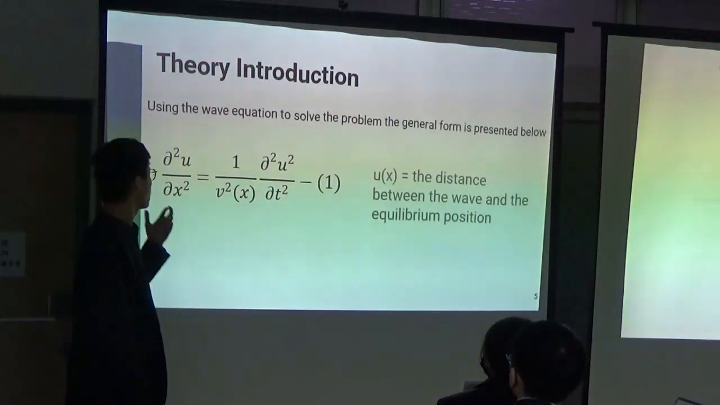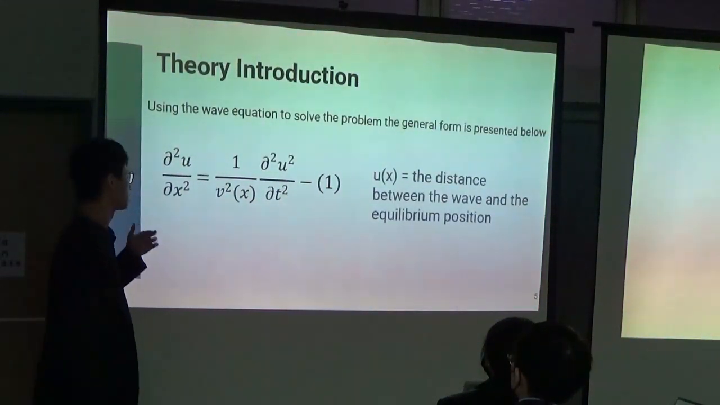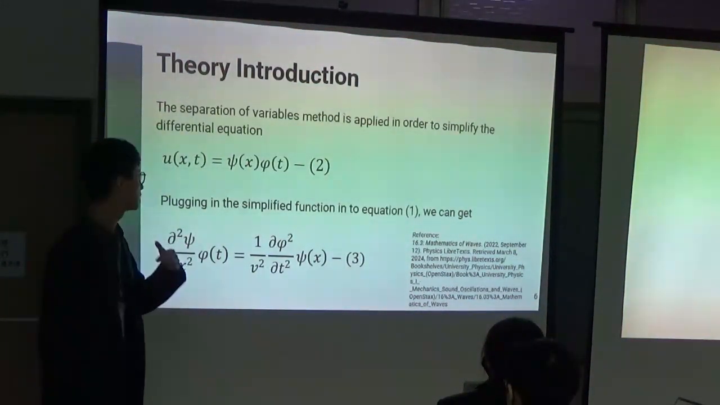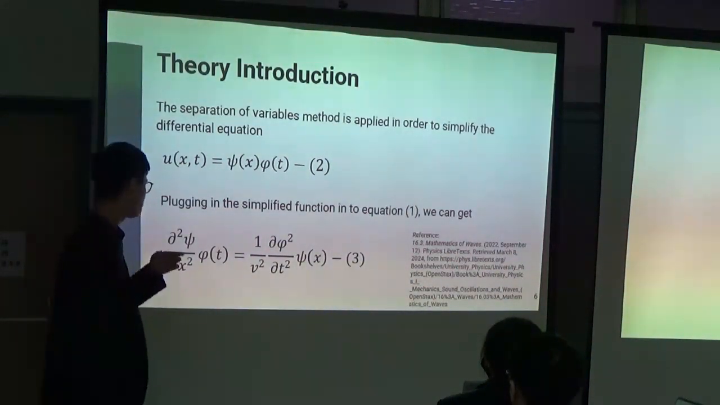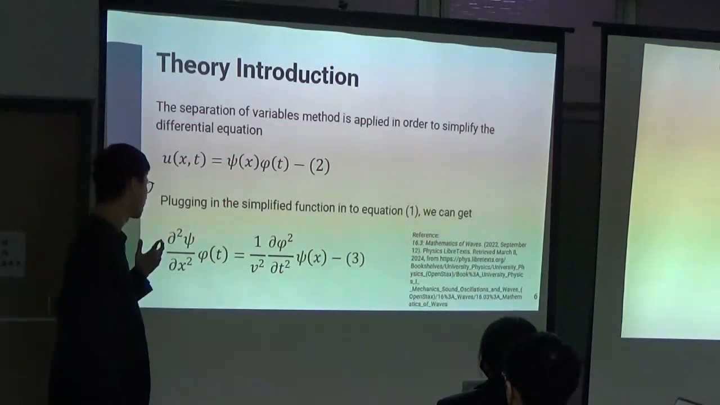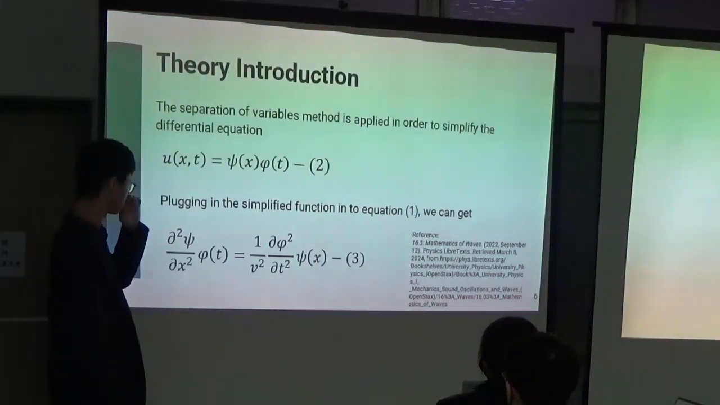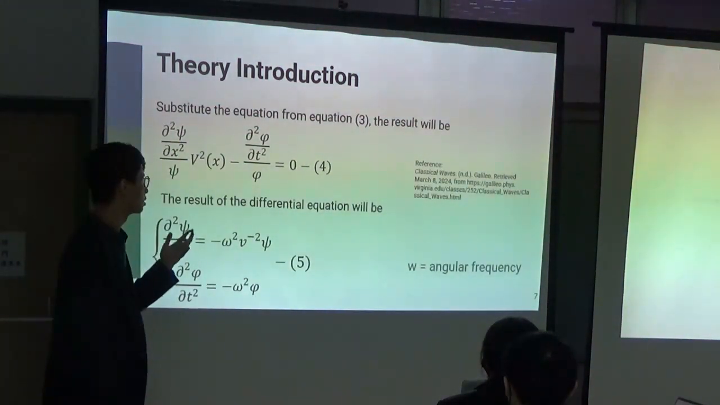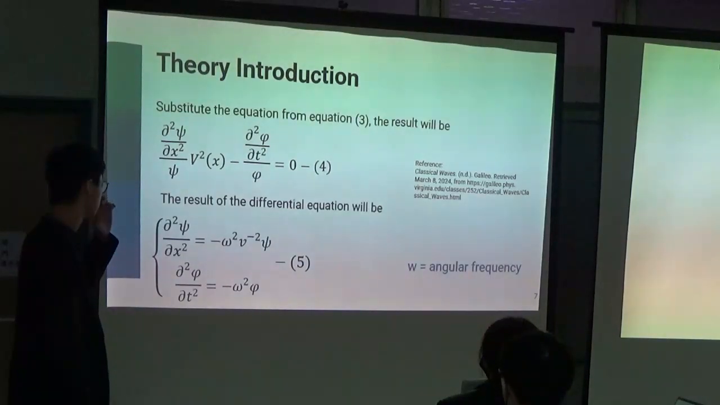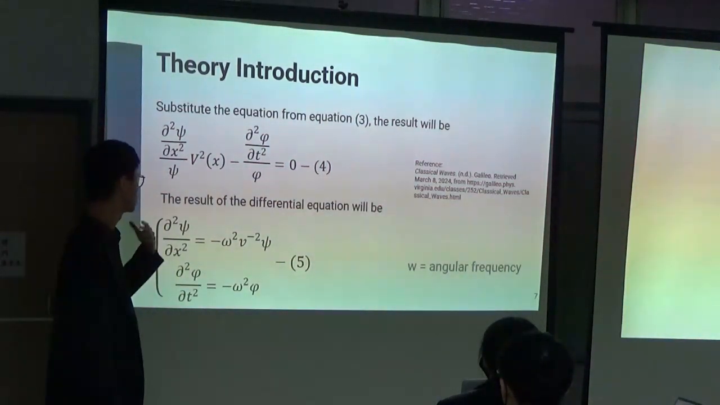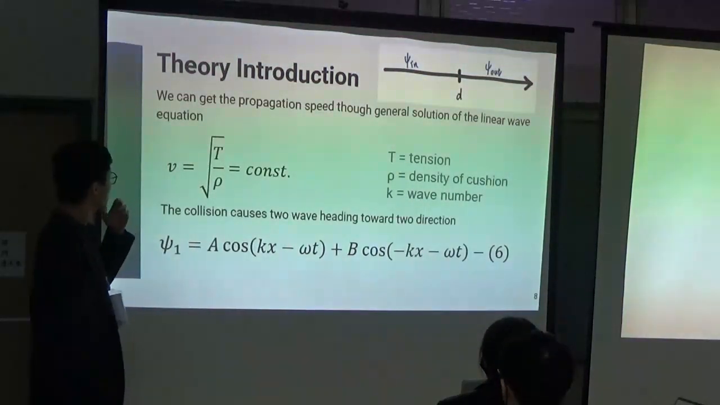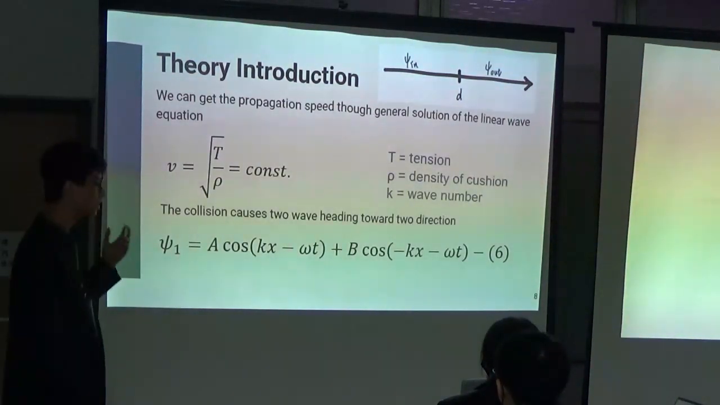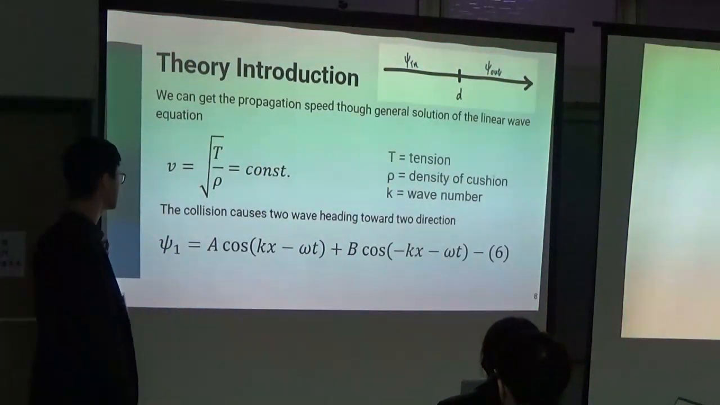We use the wave equation to solve the problem, and the general form is presented below. The separation of variables method is applied in order to simplify the differential equation. We plug the simplified function into equation 1, and we can get equation 3. After substituting those equations from equation 3, the result will be presented above, and this will be the result of the differential equation. We can get the propagation speed through the general solution of the linear wave equation, which is affected by the tension of the cushion and the density of the cushion.